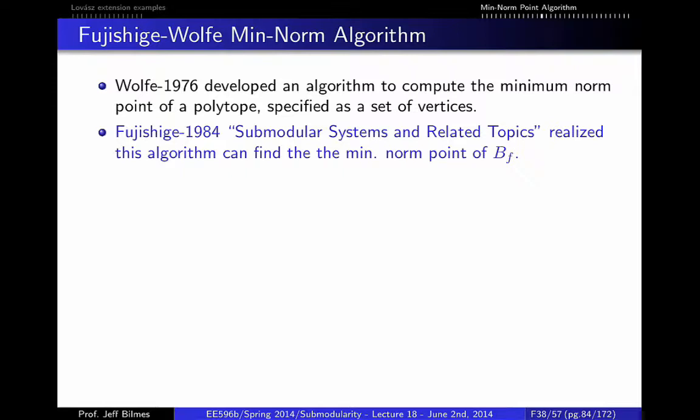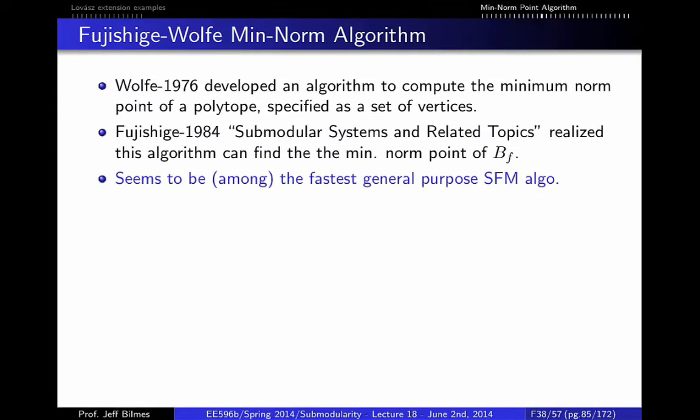In fact, if you go back and look at the first version of his book from '95, he also mentions this. But I think what happened in 2009 is they implemented it and tested it and started looking at this algorithm in a number of different ways. And it seems to be, in practice, among the fastest general purpose submodular function minimization algorithms. Now obviously, if your submodular function is really graph cut, you're not going to use the min norm point to minimize the graph cut. You're going to run a min cut max flow algorithm.